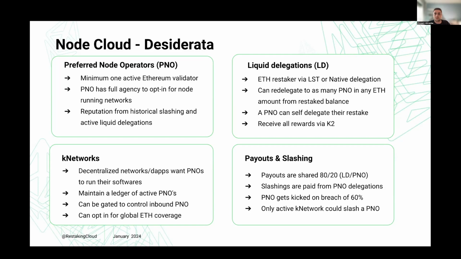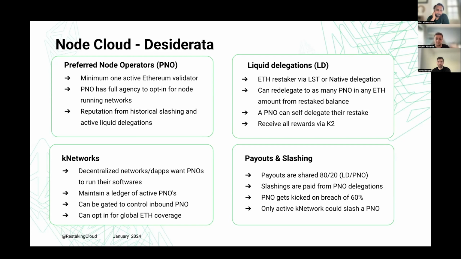There is of course a cost involved with it, and they will pay the rewards, right? P&Os get the payouts and the slashing. That's actually one of the last things there. So you can see the 80-20 split over there. But let's go into the K networks, right?